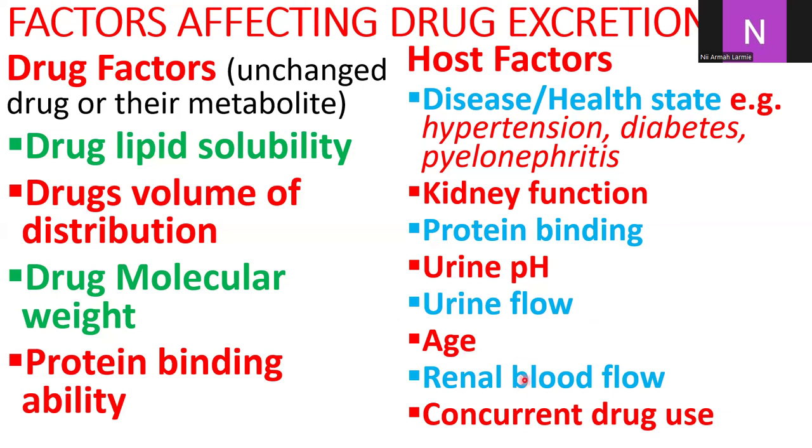Now, age: children, infants, and the elderly especially have lower capacity of elimination. Children, because their kidney is not well developed. Elderly, because it is compromised for whatever reason. It's compromised, and that can affect our drug elimination. Blood flow through the renal site: the higher the blood flow, the higher the filtration we will have, and that can also affect our elimination.